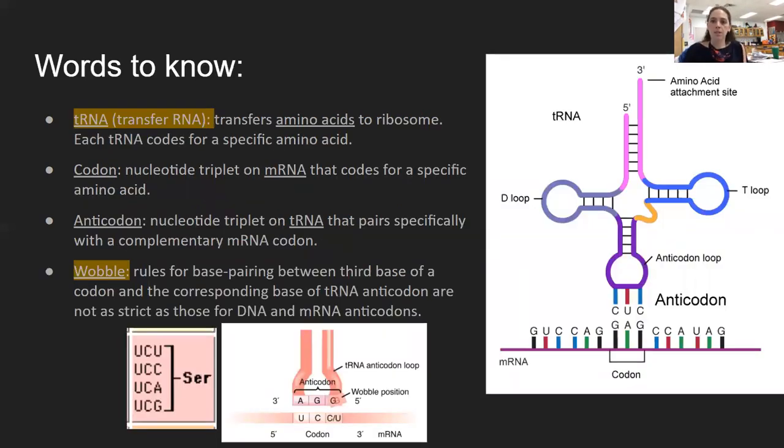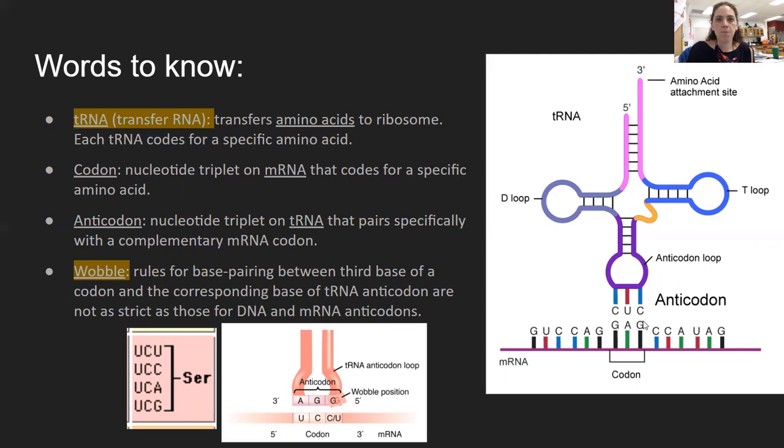Some vocabulary terms to know. We have transfer RNA, which transfers amino acids to the ribosome. Each tRNA codes for a specific amino acid. This is just one single strand of RNA that has folded up on itself. At one end, we have the anticodon, and the other end would be our amino acid. We've got 3 nucleotides making up our anticodon, which is complementary to the codon on the mRNA.